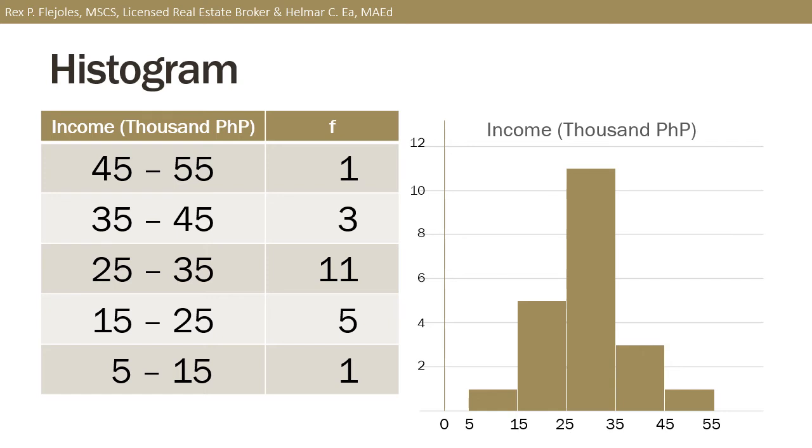Both the table and the histogram show that there is one person with an income between 5 to 15,000 pesos, 5 persons with an income between 15 to 25,000 pesos, 11 with an income between 25 to 35,000 pesos, 3 with an income between 35 to 45,000 pesos, and 1 with an income between 45 to 55,000 pesos. Most of them earn between 25 to 35,000 pesos. Had we used inconvenient numbers in our class limits, then phrasing our observations and interpretations would not be easy.